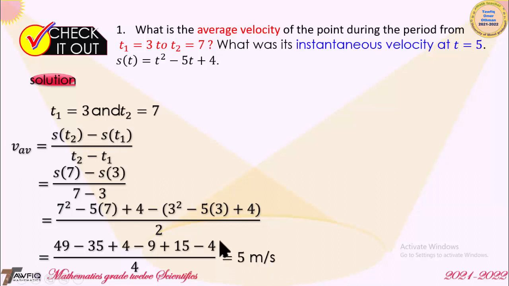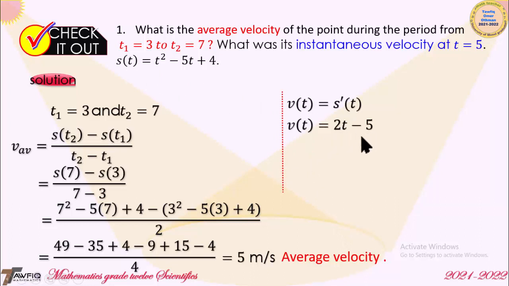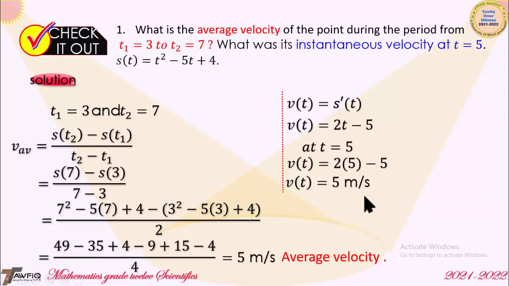This average means that the point moves in the positive direction 5 meters per second. To find the instantaneous velocity, take the derivative of the function. The derivative of this function is 2t - 5, and then replacing t = 5, it becomes 2 times 5 - 5, which equals 5 meters per second. That is the instantaneous velocity.